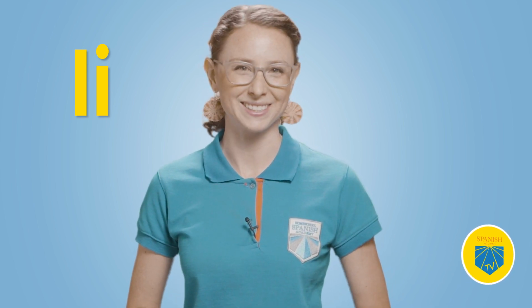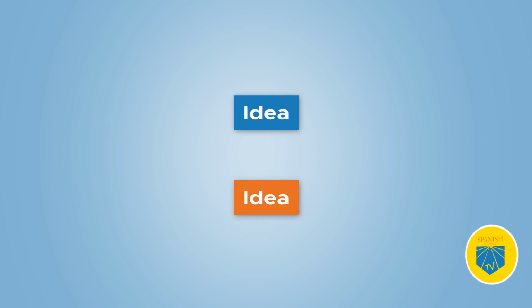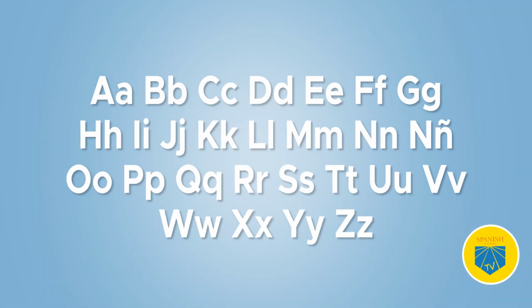This vowel is very straightforward. Try using these words to practice. Isla, idea. The next letter is the J.